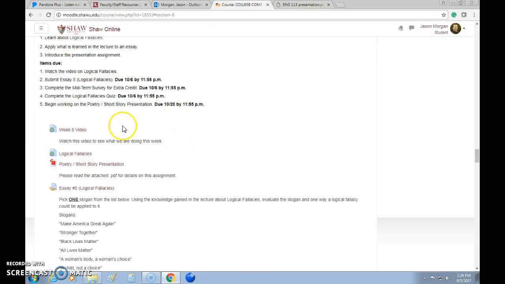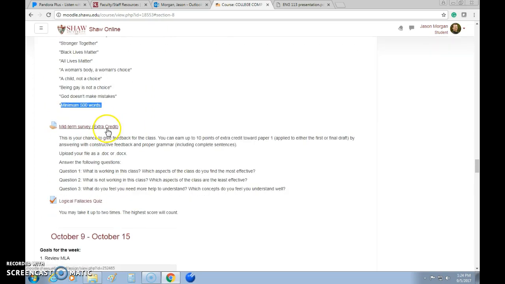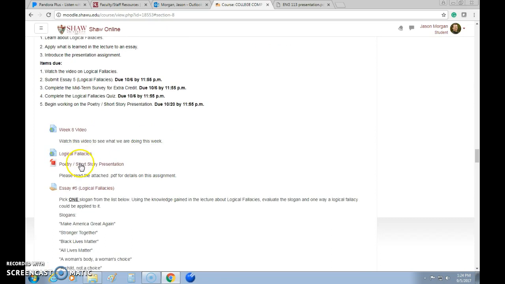And then last but not least for this week, there are actually two things. There is a midterm survey you can take to get extra credit. Yay! Who doesn't like extra credit? Take this, and you can earn up to 10 points of extra credit towards paper one. That will be applied to either the first or the final draft, depending on which one needs it the most. Do it as a doc or docx, and then answer these questions. And last but not least, there is a quiz on logical fallacies. You can take it up to 2 times. The highest score counts, and it is basically from that video.